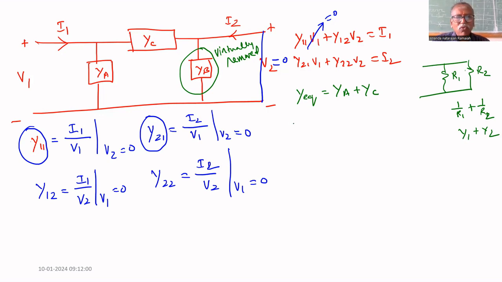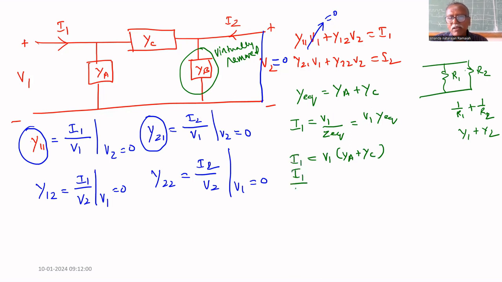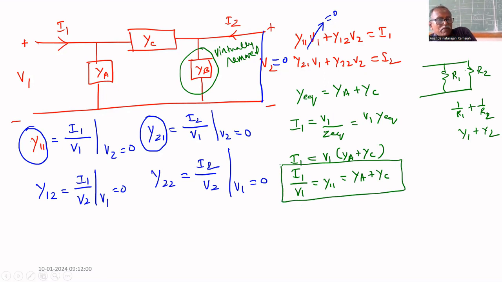Therefore, I1 equal to V1 divided by Z equivalent. That is equal to V1 Y equivalent. That is equal to V1 times YA plus YC. Therefore, I1 divided by V1 equal to Y11 equal to YA plus YC. We got Y11. YA plus YC is Y11.